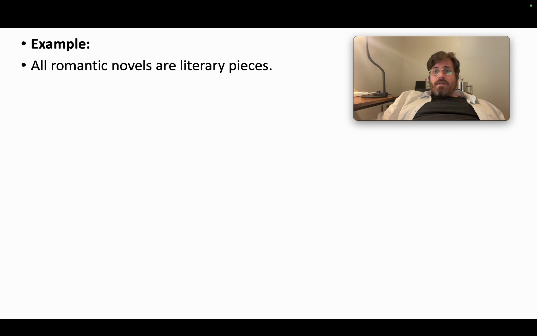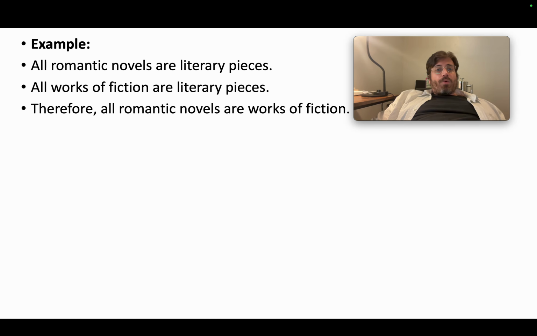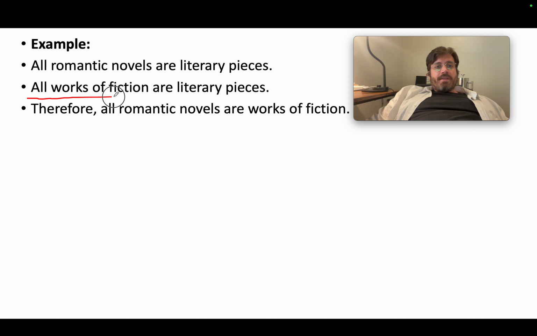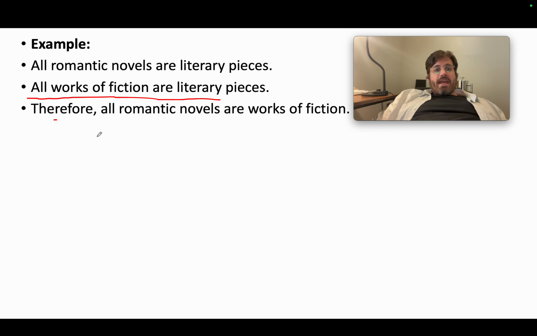So let's look at another example here. All romantic novels are literary pieces. All works of fiction are literary pieces. Therefore, all romantic novels are works of fiction. Again, we're not thinking about truth value or truth content. We're just thinking about form. Again, we should have a horizontal line here to indicate the conclusion. Therefore is a very good indication of our conclusion, but in standard notation, we should have that line here to delimit the difference between the premises and the conclusion.